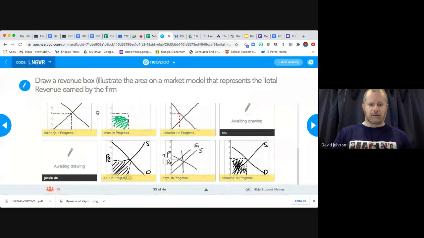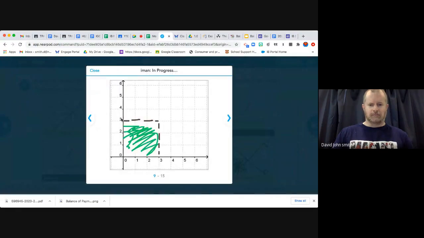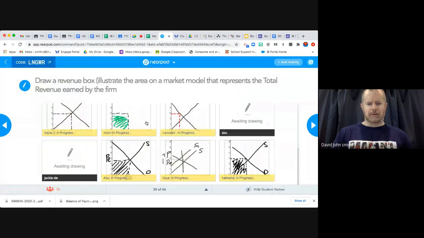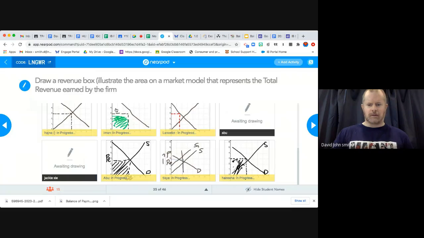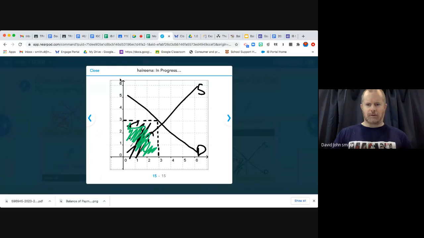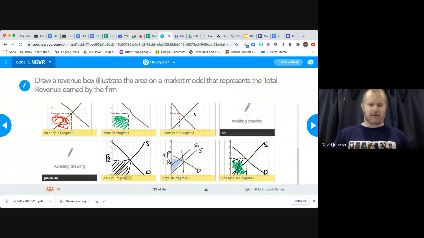That's good. Curve center disappeared. Yeah, you moved the curve, but that's okay. Try and draw the revenue box and color it in. Yep, good. All right, yeah, having internet problems, yes, understand.